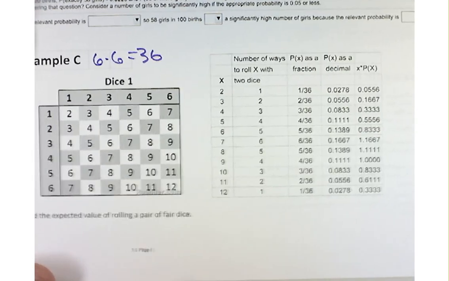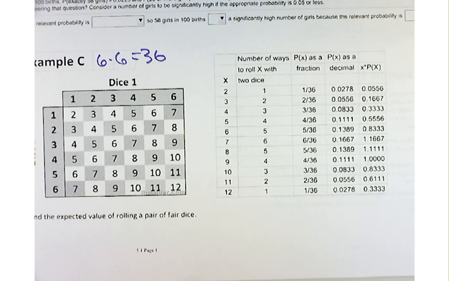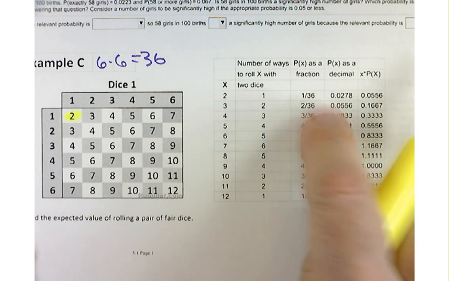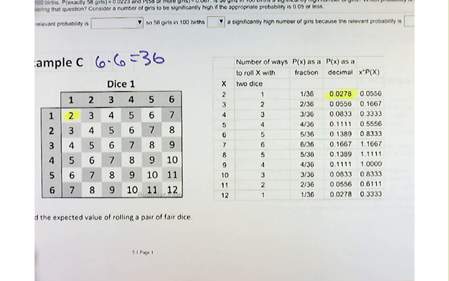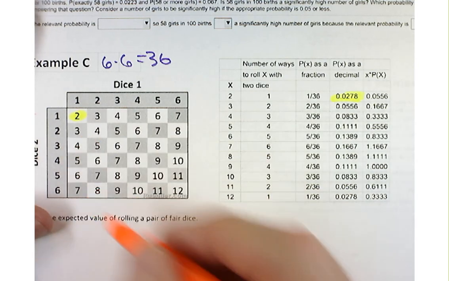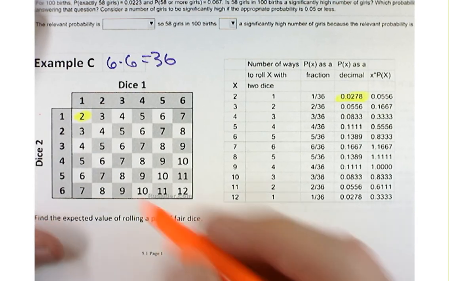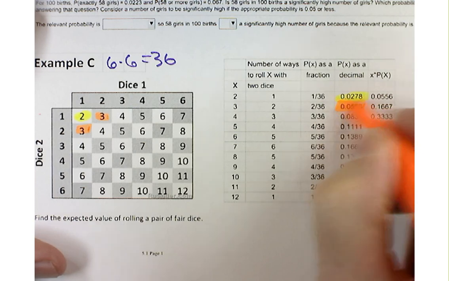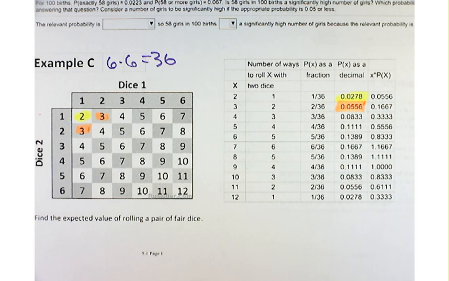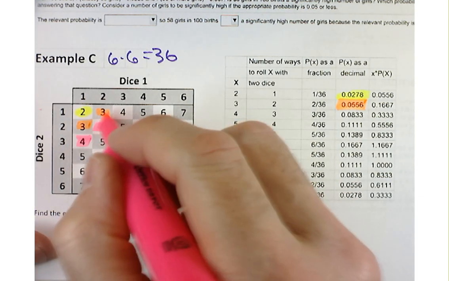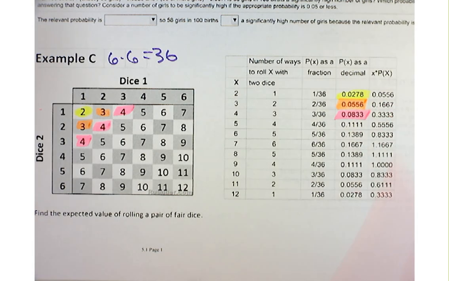And of those possible outcomes, there's only one of them that represents rolling a 2. Hence, the probability of rolling a 2 is 1 out of 36, or the decimal value is this. And then you could look at the probability of rolling a 3. How many ways are there to roll a 3 with the pair of dice? 2. So that's 2 out of 36, and that's our numerical value there, and so on. You could keep going, and I'll only do one more because I'm running low on colors. So 4 out of 36, etc.